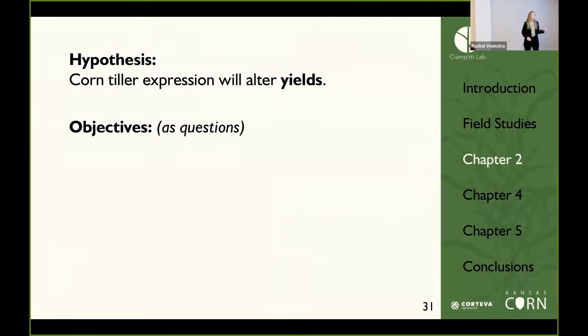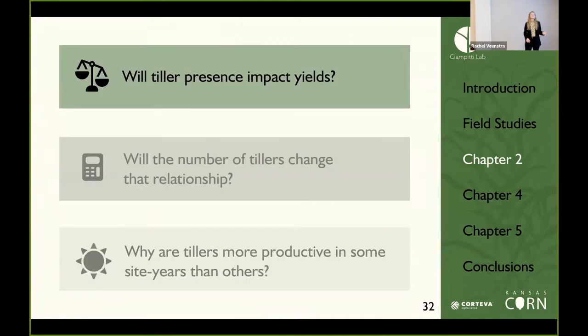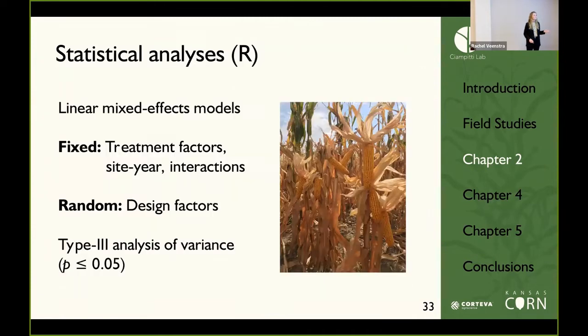Our hypothesis was that corn tiller expression would alter the yields of the corn plants that they were appearing on. And our objectives, which I'm framing as questions to help us follow through these, were: will tiller presence impact yields? Will the number of tillers change that relationship? And then why are tillers more productive in some site years than others? So we're going to go through those one at a time.